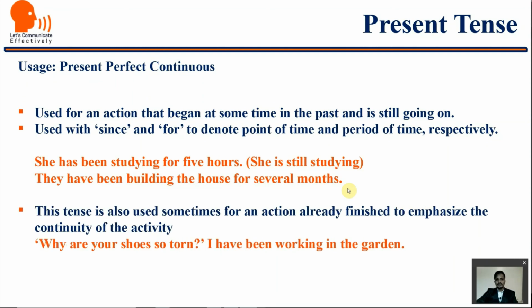This tense is also used sometimes for an action already finished, to emphasize the continuity of the activity. Right, the action is done, but to emphasize the continuity of that activity, present perfect continuous is used. Like, why are your shoes so torn? The answer is, I have been working in the garden. So the question is asked, why are your shoes so torn? And the answer is focusing on the continuity of the activity. He is emphasizing the shoes are torn because I have been working in the garden, and there I have got my shoes torn.